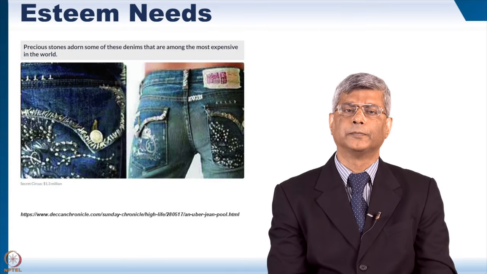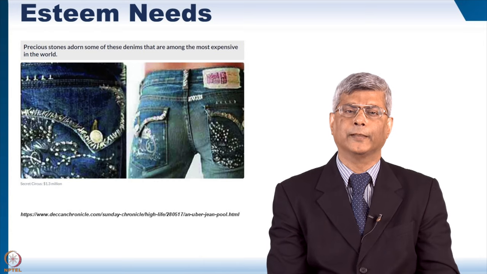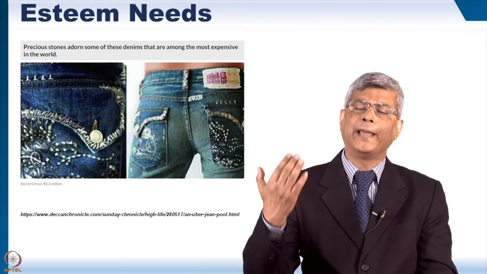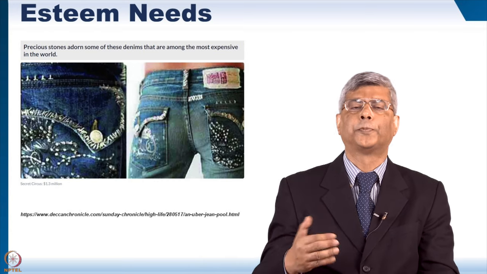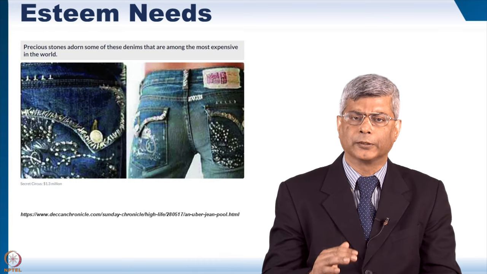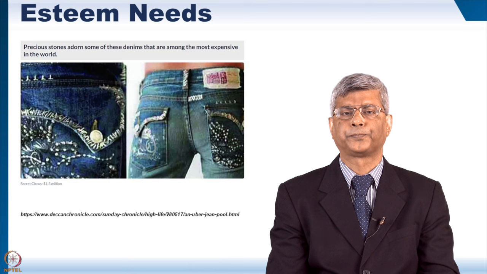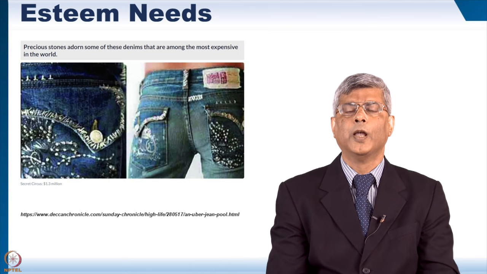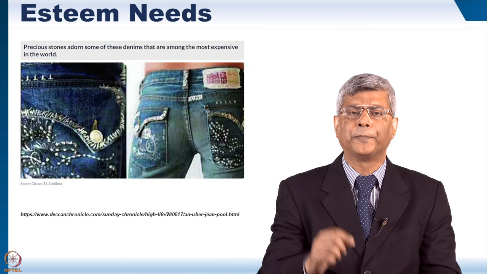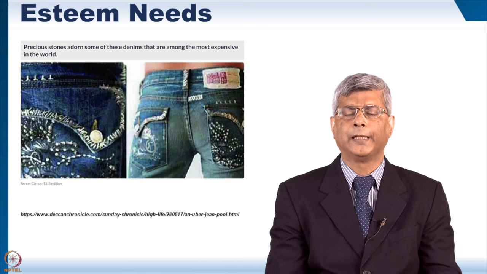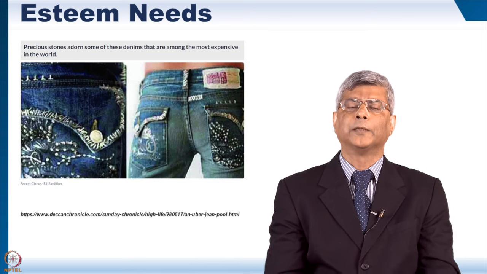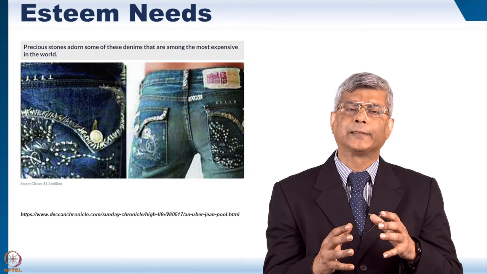Esteem needs. Now, there's a pair of jeans here. A basic jeans would probably cost $10 to $20. That's what it will cost. Maybe a few hundred rupees. But this is a pair of jeans, and you can look it up on the internet yourself. The link is there. It's the most expensive pair of jeans in the world.